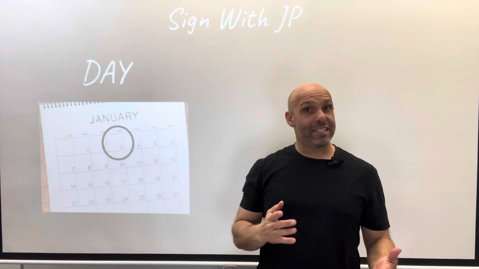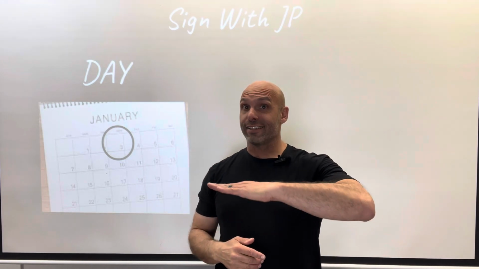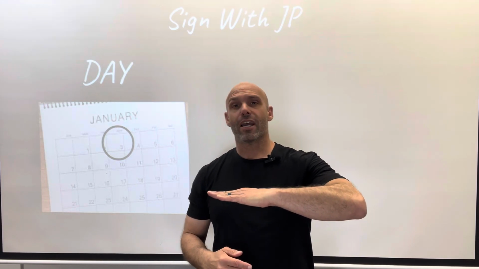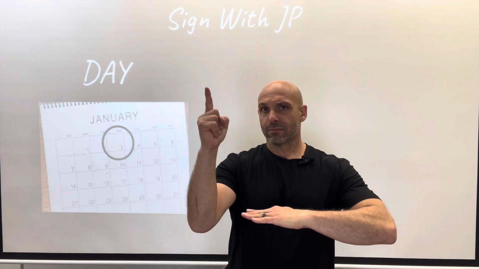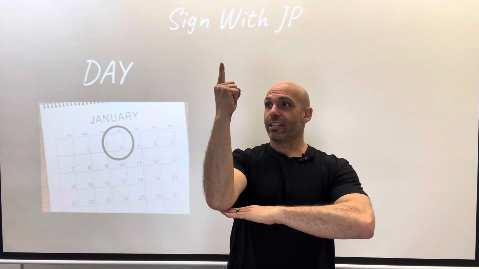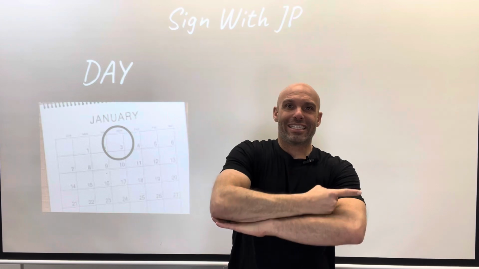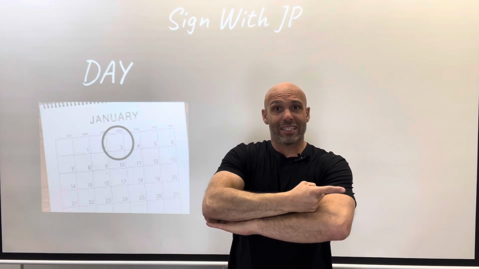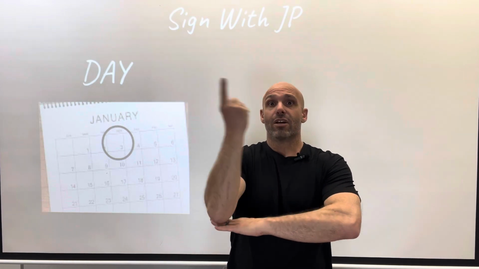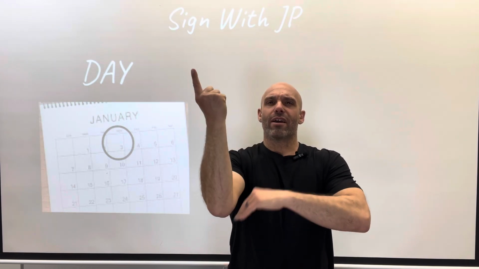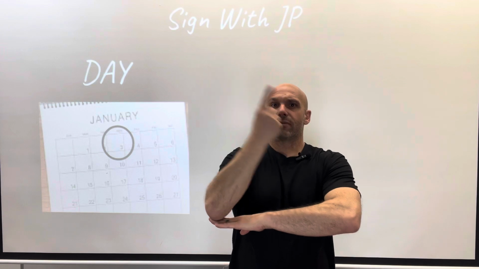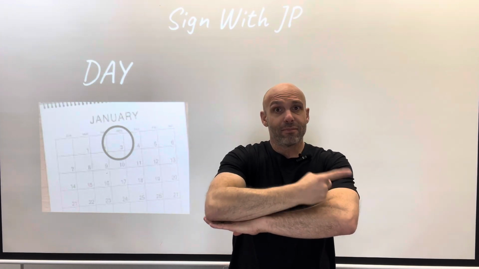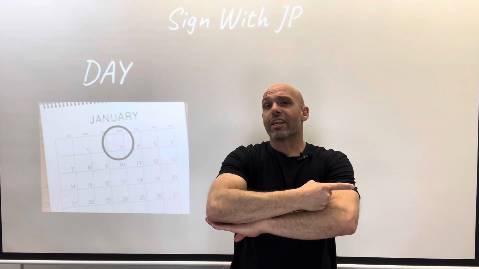Now we have day. So show me your horizon again. Okay. You're going to do a number one. Put it up there so it's standing straight up, and you're just going to bring it down. And now look, when I bring it down, the palm is toward me. It's not down this way. It's this way. See the difference? So palm toward me all the way. There it is. Day. And really, you're signing 1 day.